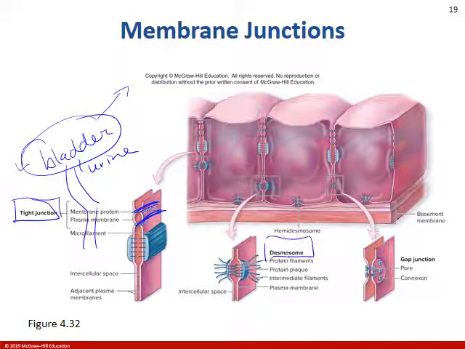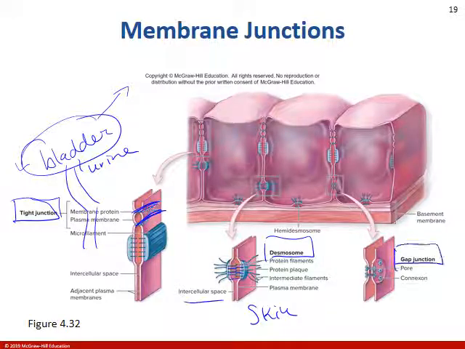For desmosomes, these are more anchoring junctions. So if I want to have two cells stay close to each other to create tissue, but I still want to have some flexibility, you'll have these desmosomes or anchoring junctions. So skin is a great example of where you would see desmosomes. If you've ever gotten a sunburn and you've been able to peel off a sheet, right, of skin or tissue on the top epidermis, that is because the desmosomes are holding the individual cells together.